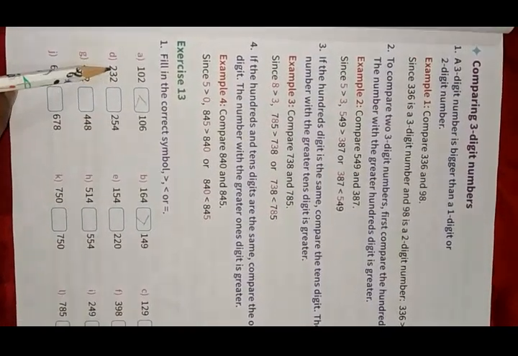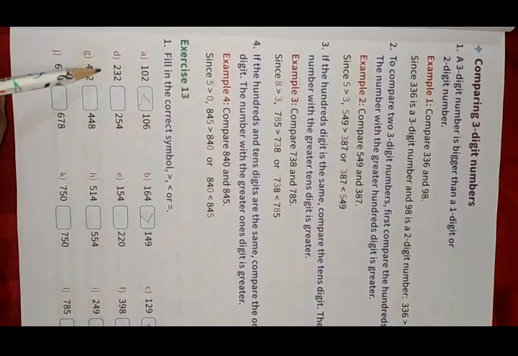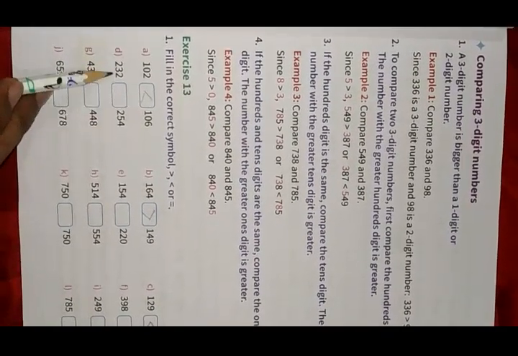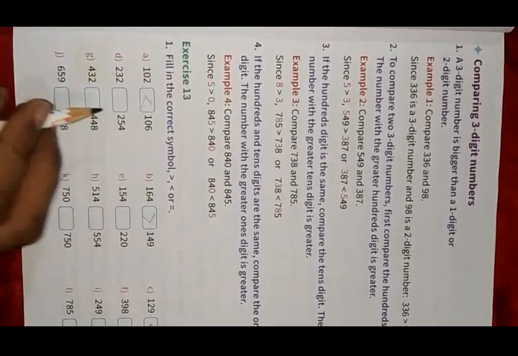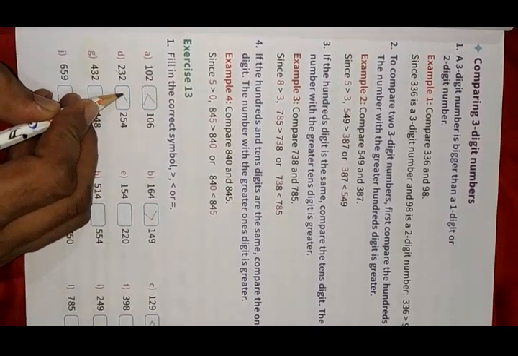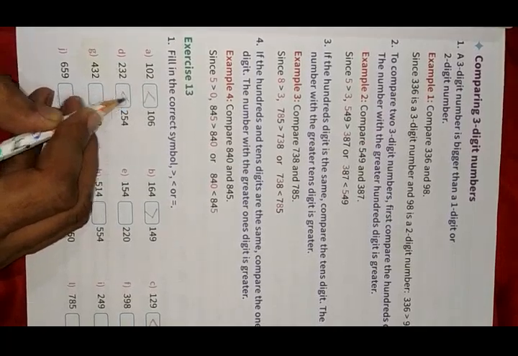Okay. D part, 232 and 254. The first digit is the same. Now compare the second, 3 and 5. In 3 and 5, which one is greater? 5 is greater, so we will put this sign.